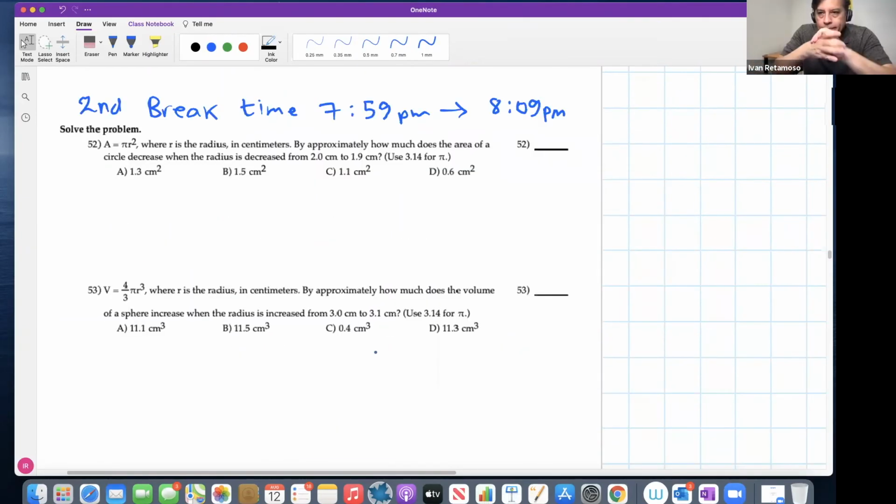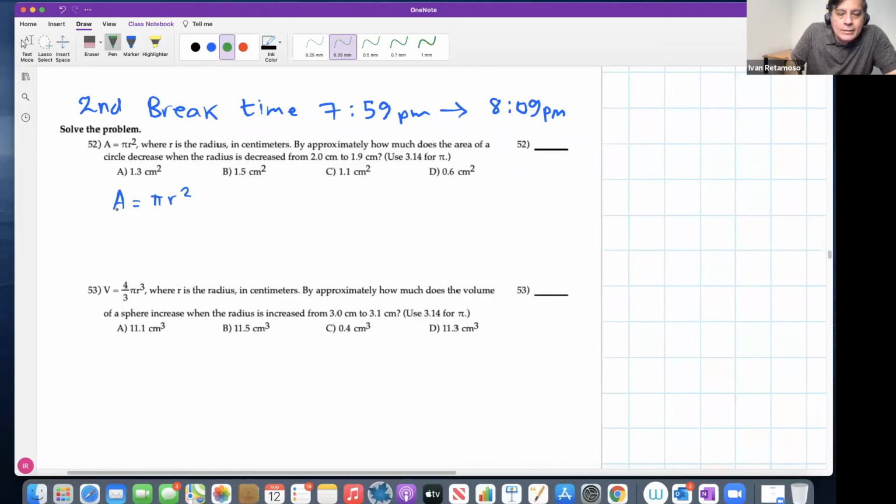Very good. Question 52. It says, the area pi equal r squared, where r is the radius in centimeters, by approximately how much does the area of the circle decrease when the radius is decreased from 2 to 1.9 centimeters? Use 3.14 for pi. Okay. So area equal pi r squared, right?